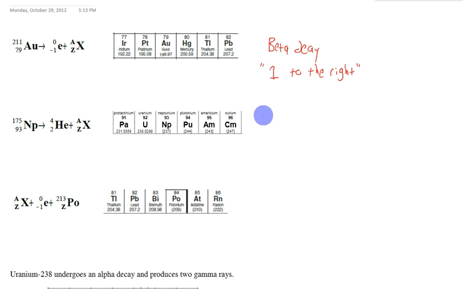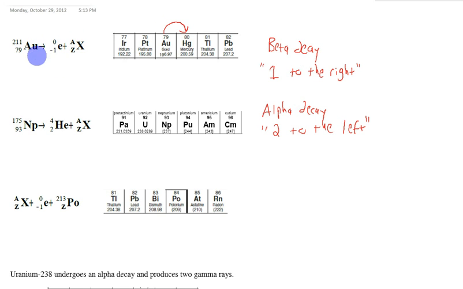Okay. With alpha decay, it's 2 to the left. Okay. What that means is if plutonium undergoes alpha decay, you'd go to the left and get uranium. If gold underwent alpha decay, you'd move 2 to the left to find iridium. Okay. So in this case, we see gold-211. We know that it's beta decay, so that we are going to go 1 to the right. So I know that I'm going to have mercury as my answer.